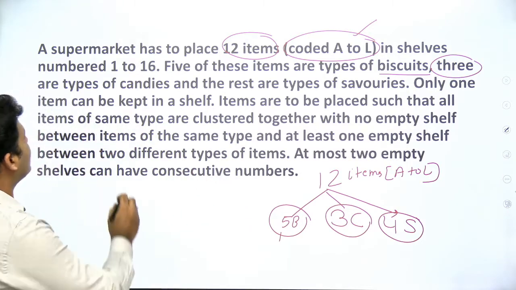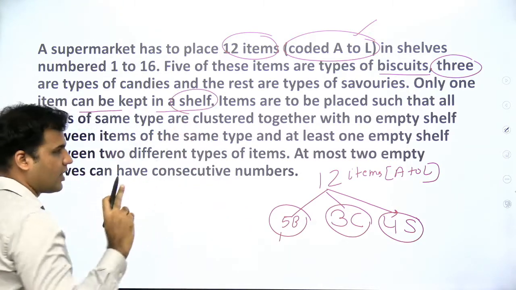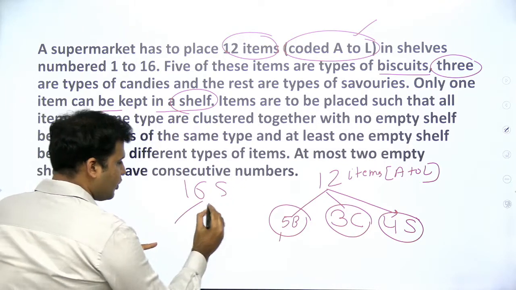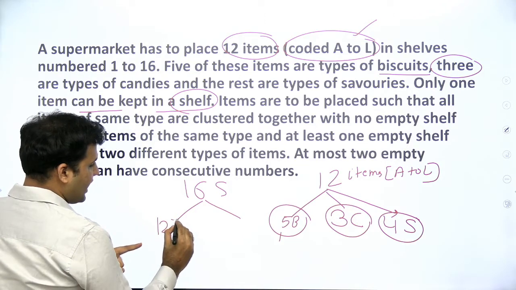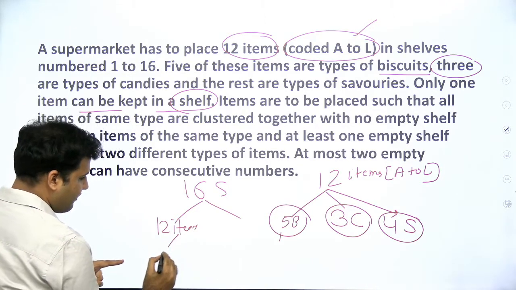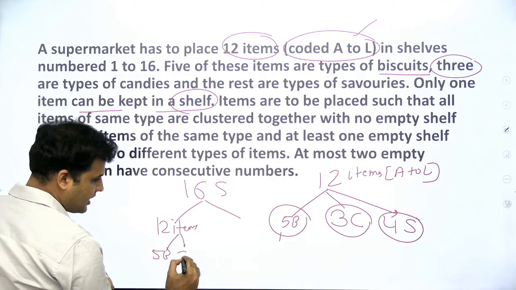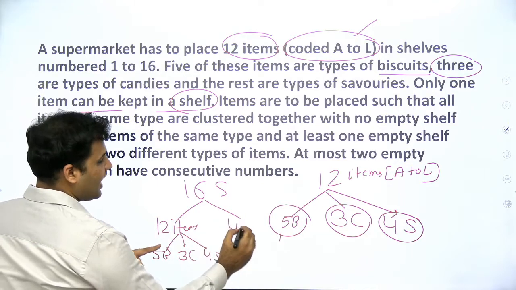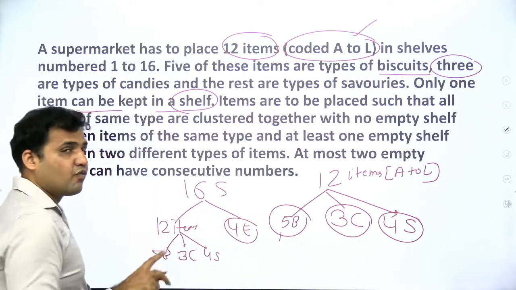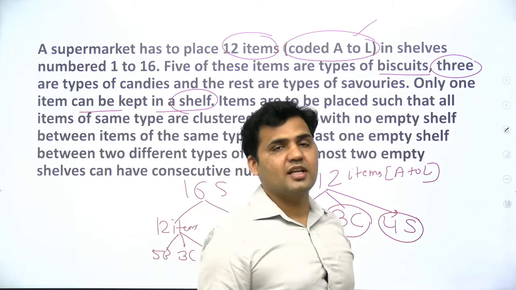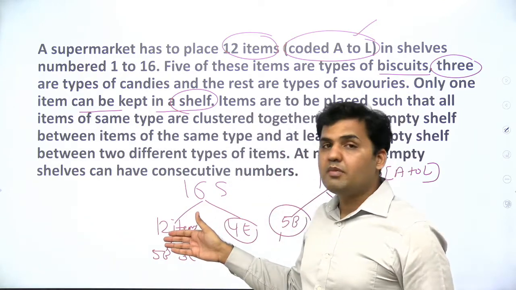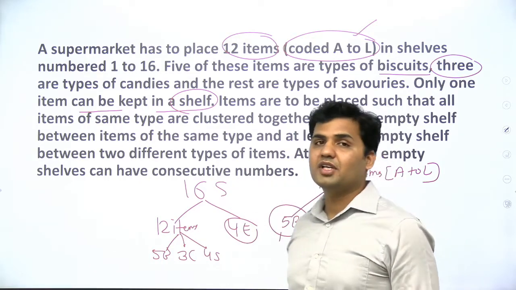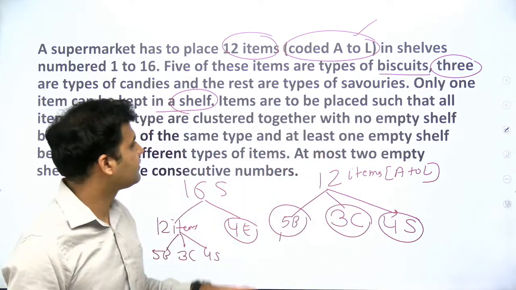Only one item can be kept in a shelf. Now here, guys, out of a total of 16 shelves, you are supposed to arrange 12 items, and out of these 12 items we have 5 biscuits, 3 candies and 4 savories, and the remaining 4 shelves will be empty, guys, right? Because one item can be placed only on one shelf, meaning 12 items will be placed on 12 shelves, but you have a total of 16 numbered shelves. So therefore there will be 4 shelves which will be completely empty.